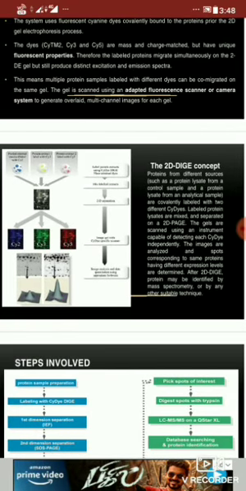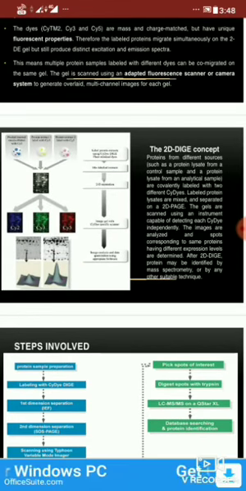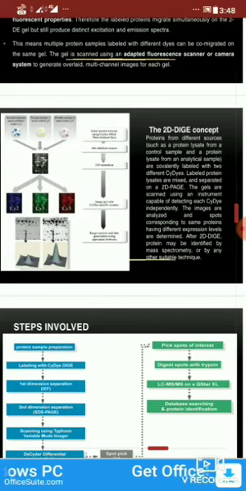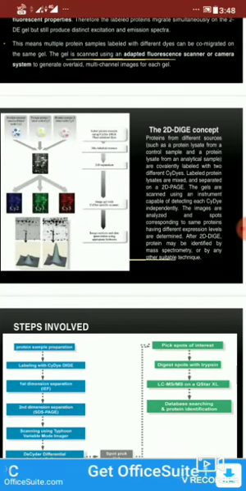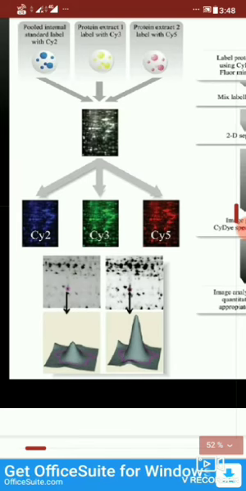Once the 2D gel electrophoresis is complete, for the analysis part you have to use some kind of a fluorescent scanner or a camera system, which will help us in producing the color image. So let us see. You can see here we have 3 different dyes.